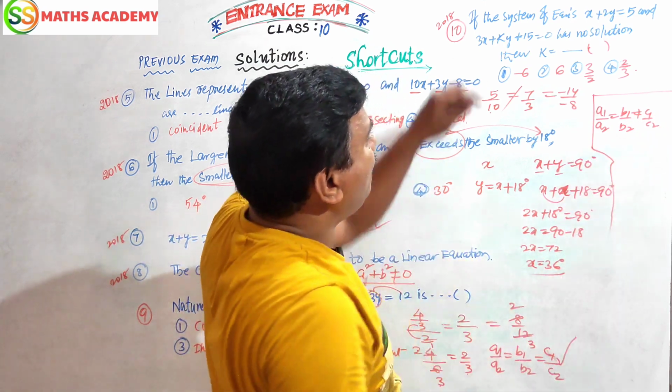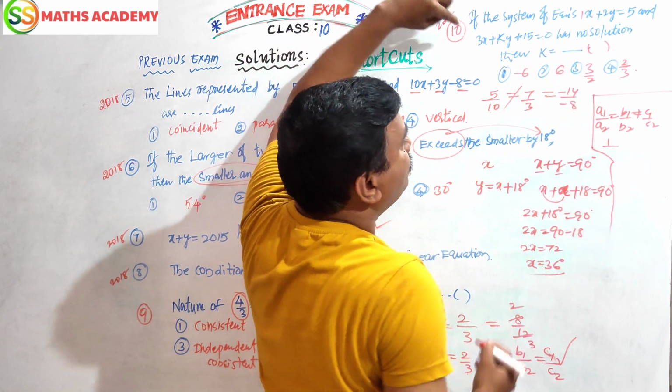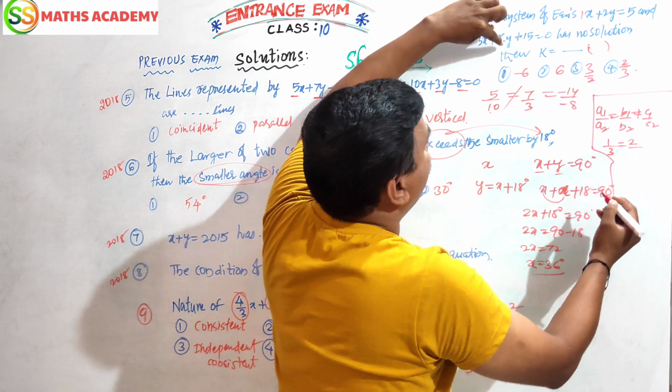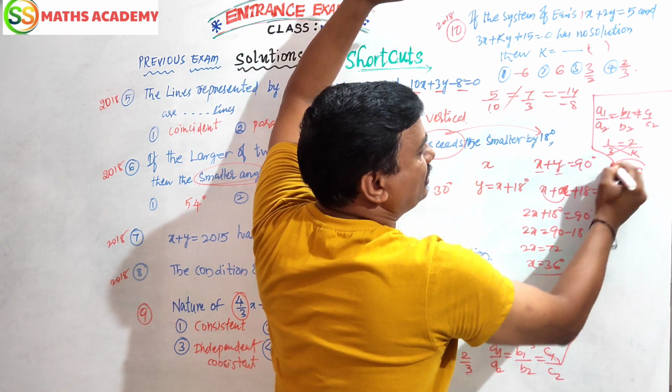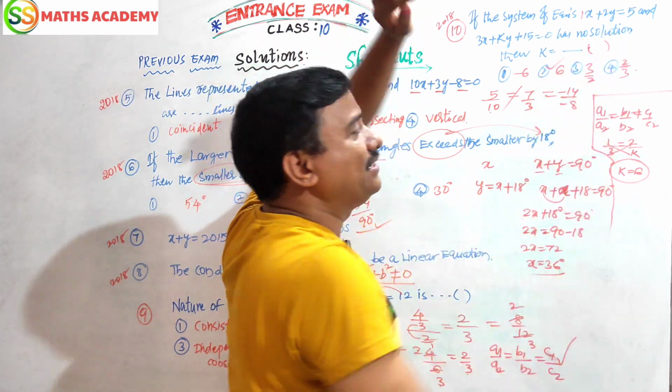What is the a1 value, friend? Here it is 1. If nothing is there, it means 1. Here a2 is 3, b1 is 2, b2 is k. So 1 by 3 equals 2 by k, so k equals 6. Finish. The answer is finished.